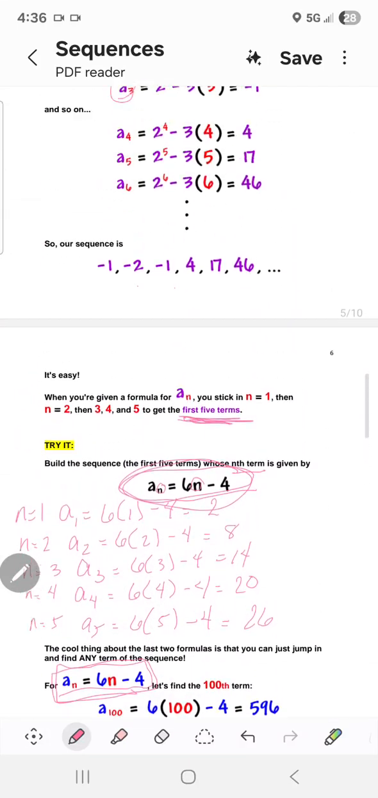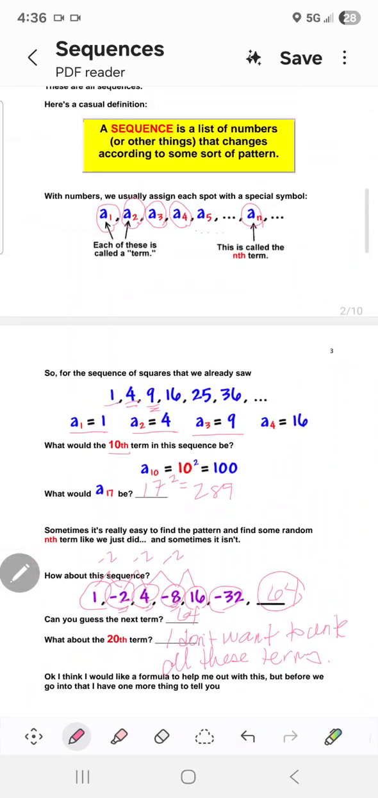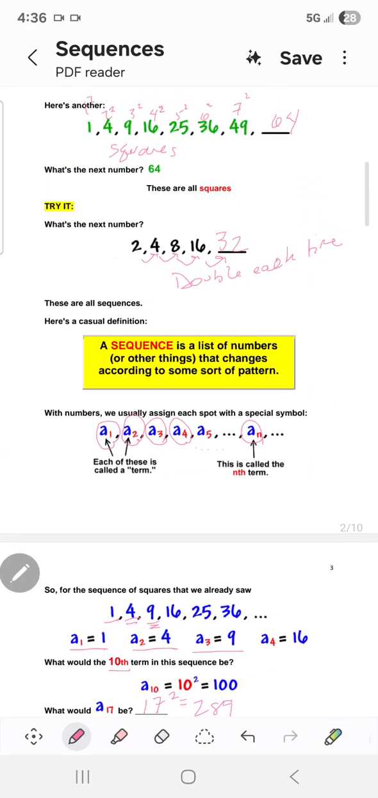Oh, hogwash. Where did I put it? Anyways. I have no idea where I put it.